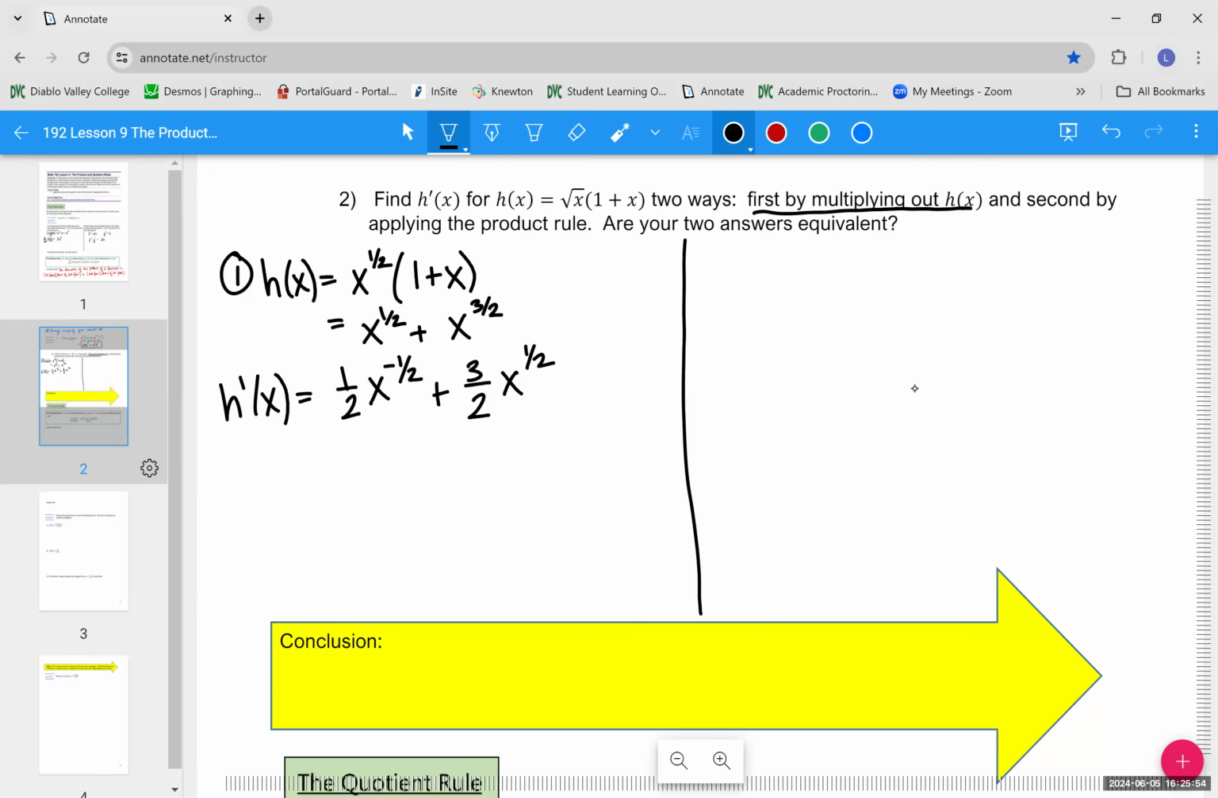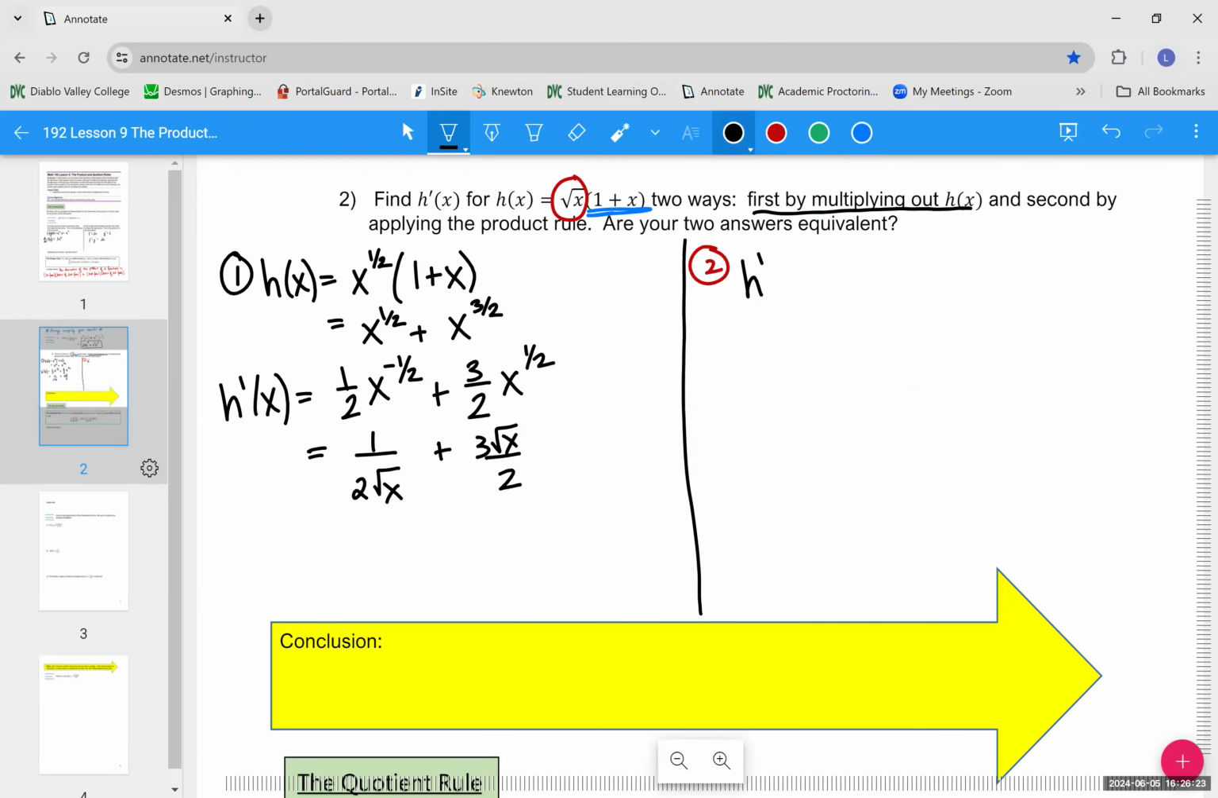And we talked about simplifying that as well. So I would have 1 over 2 root x plus 3 root x over 2. So that's the first way. Now let's try using the product rule. My first function will be the square root of x, and my second function will be 1 plus x.